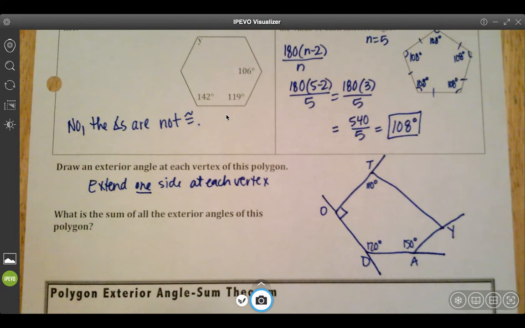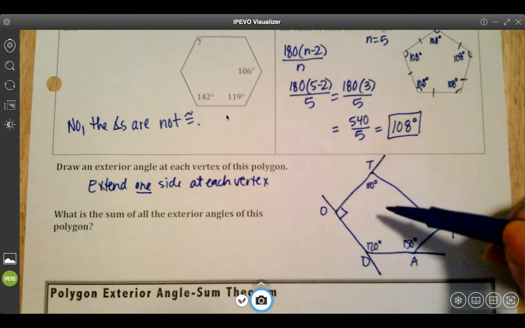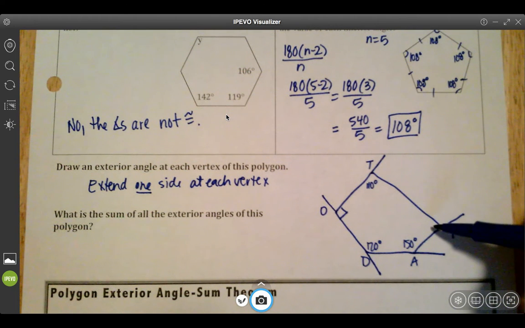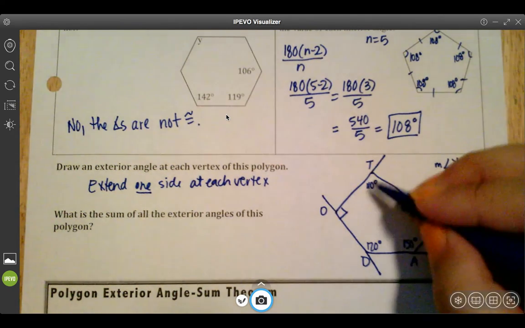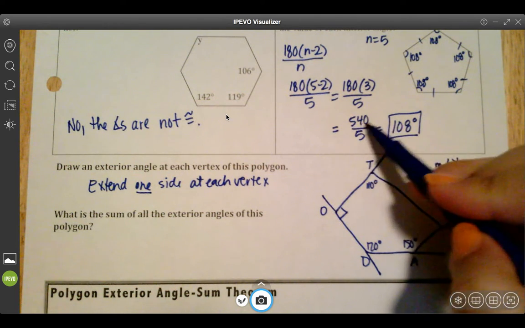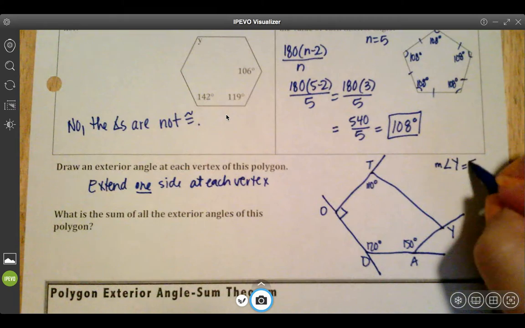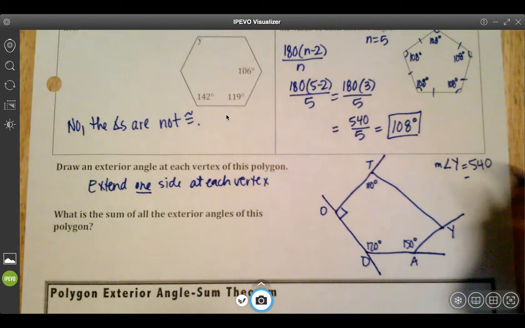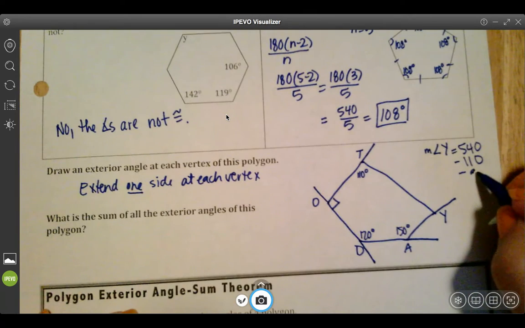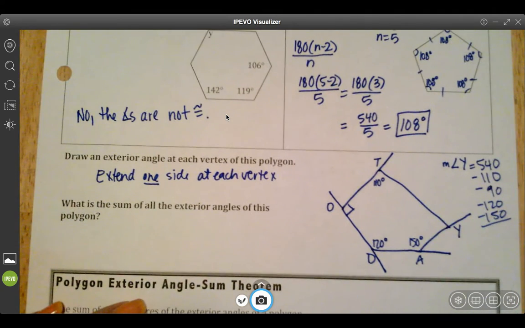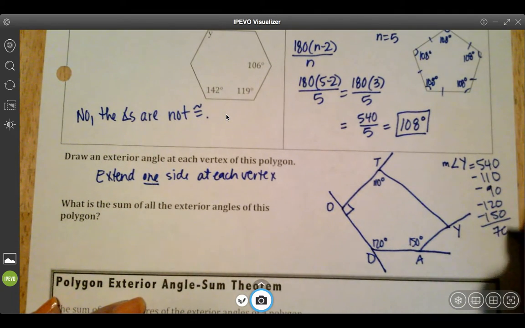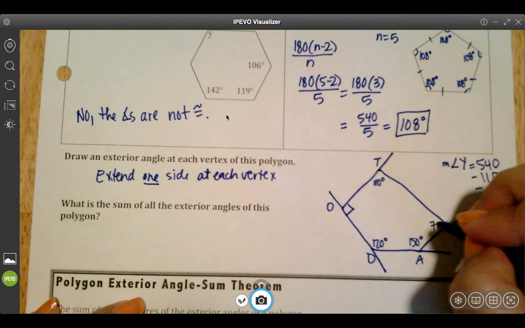Well, in order to find the sum of the exterior angles, we need to know what all of the interior angles are. And we have 4 of them, but we're missing one. So we need to find the measurement of angle y first, using the angle sum. This is a pentagon. We just found the sum for a pentagon to be 540. 540 minus the ones we know, 110, 90, 120, 150. And what we end up with is 70. So we found the last one to be 70 degrees.